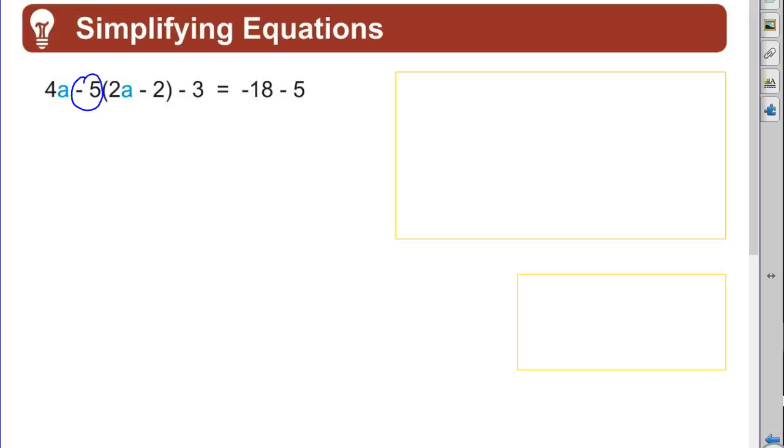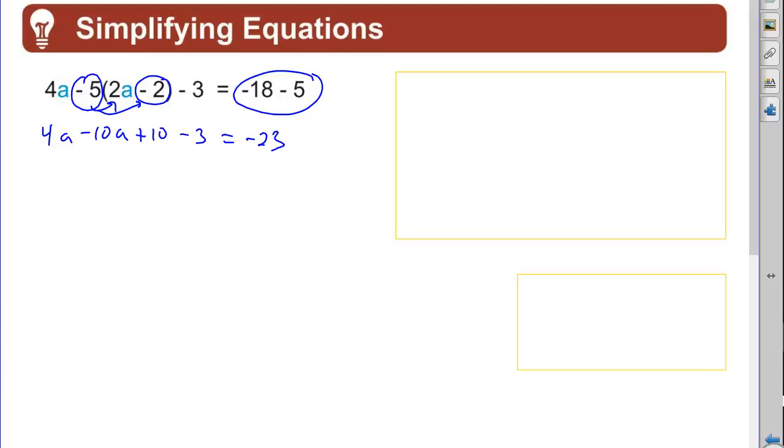First thing I'm going to do is distribute this negative 5 times the 2a, that's a negative 10a. And then be careful, times the negative 2 is a positive 10. All right, we still have the 4a out front and the minus 3 equals, and you know what? I can add this stuff on the right-hand side. 18 negatives and 5 more negatives is 23 negatives, okay? And hopefully that makes sense, and that's pretty understandable.